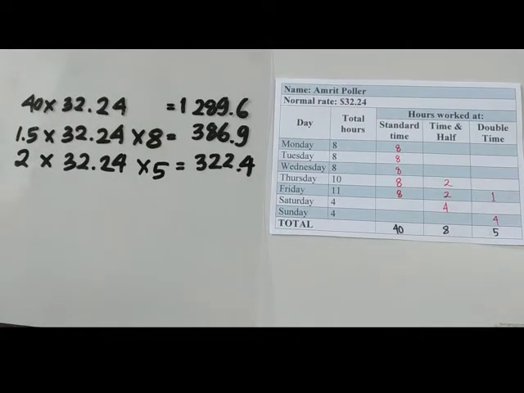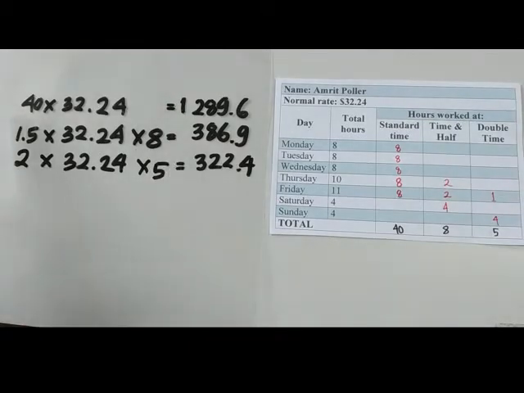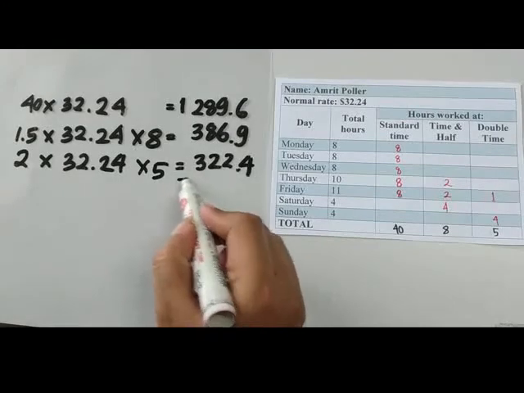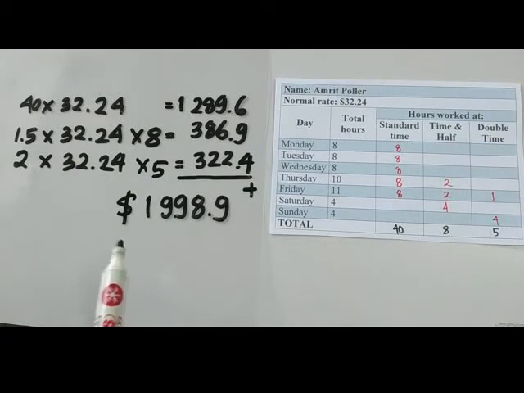With your calculator, you find these numbers for standard time, time and a half, and double time. Then in order to find what Amrit Polar earned for the week, we add all together. After we add everything together, we find the total earned by Amrit Polar this week is $1,998.90.